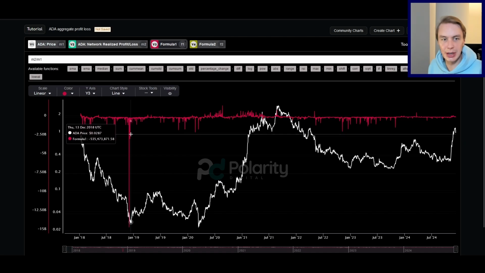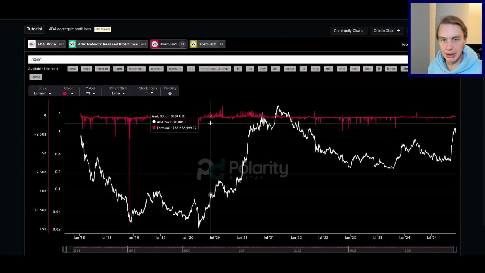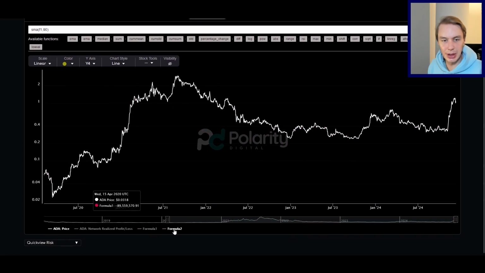And this will be basically the number of ADA sold, or amount of ADA profit sold or loss that were sold or realized at a given point in time. It kind of just normalizes the data set. But then what I like to do, since it's very spiky and noisy, is apply a moving average. So that's what this formula is here. Just going to go ahead and get rid of this one and pull that one up.